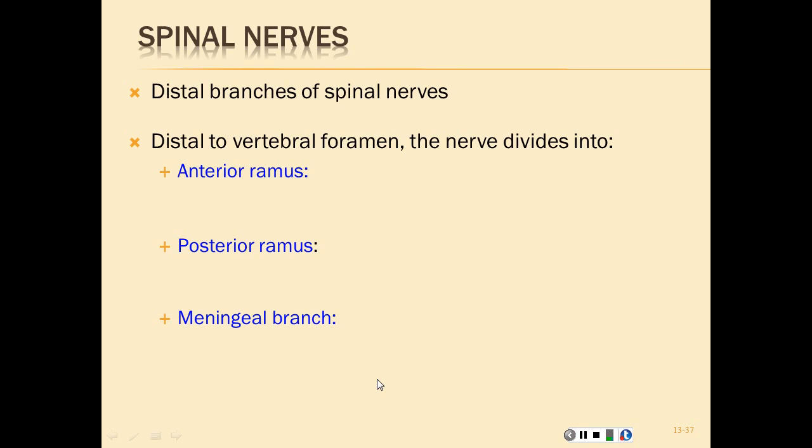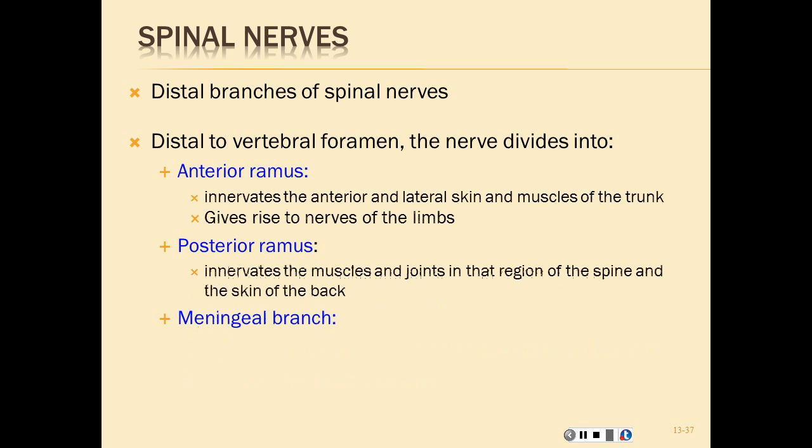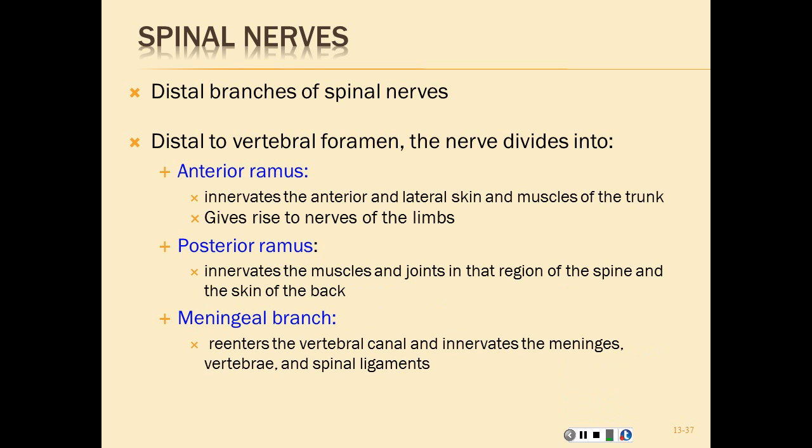Now the distal branches of the spinal nerve are more complex. Immediately after emerging from the intervertebral foramen, the nerve divides into an anterior ramus, a posterior ramus, and a meningeal branch. Each spinal nerve branches on both ends, the anterior and posterior roots approach the spinal cord, and the anterior and posterior rami lead away from the vertebral column.